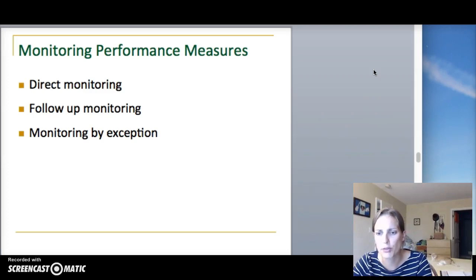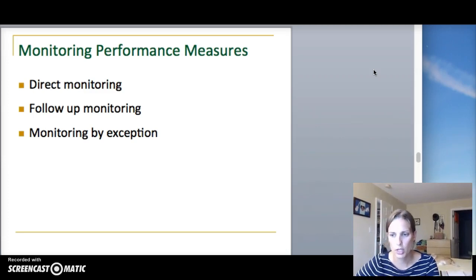So once you've found a place for your performance measurements in the contract, you have to keep track of the vendor's performance. These three methods are discussed in your LaRue book, but I'm going to run through them really quickly. Direct monitoring is when the government follows the activities of the contractor very closely, observing everything they do. You could follow the recycling truck all day long to make sure the vendor's driver services each neighborhood, street, and address. But really, what fun would that be?